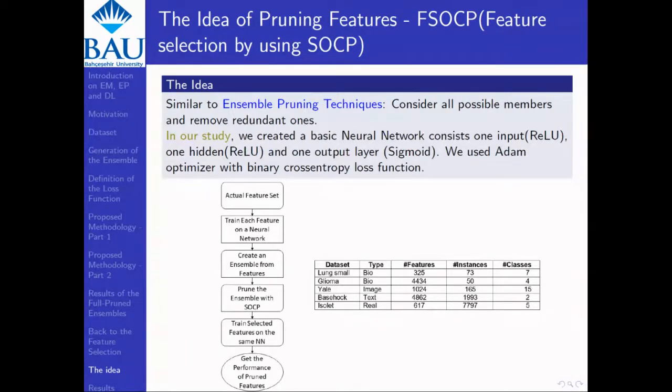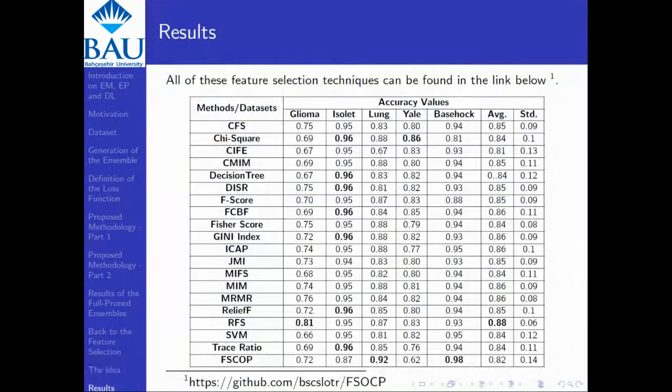On the right side, you can see our data sets, types, feature numbers, instances, and classes. All of these feature selection techniques can be found in the link below. On the left side, you can see all of these feature selection techniques. We compare our method, which is the last one on the table, with 19 feature selection techniques, and we found that our selection technique works best on the Lung data set and the Base Hock data set.